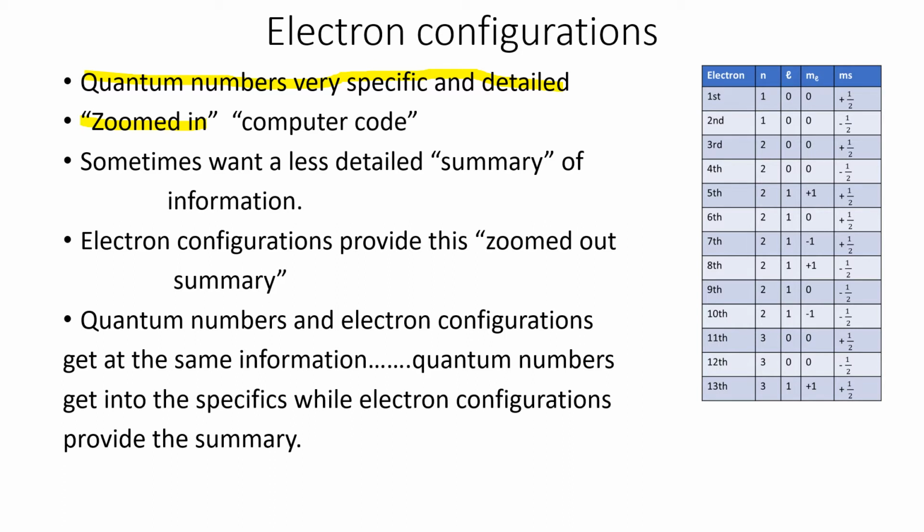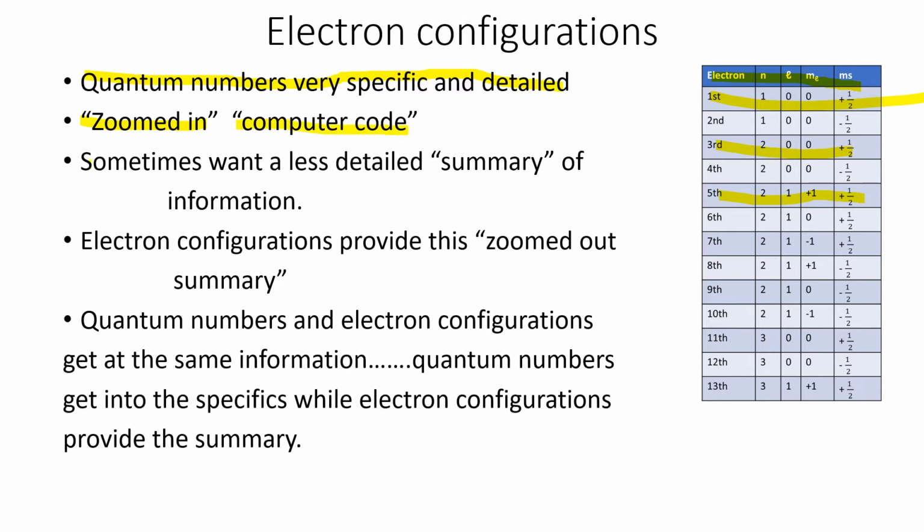If you look over on the right hand side of the table, this is what we generated when we did quantum numbers in a previous presentation. If you look at that table and you didn't really understand what was going on at first look, it kind of looks like computer code. There's a bunch of ones and twos and negative ones and threes, and it's very detailed and very specific.